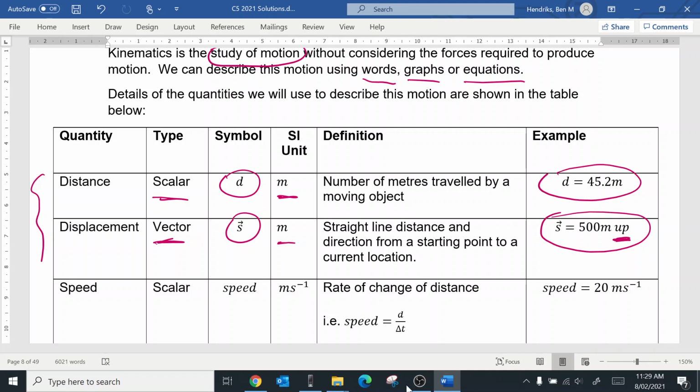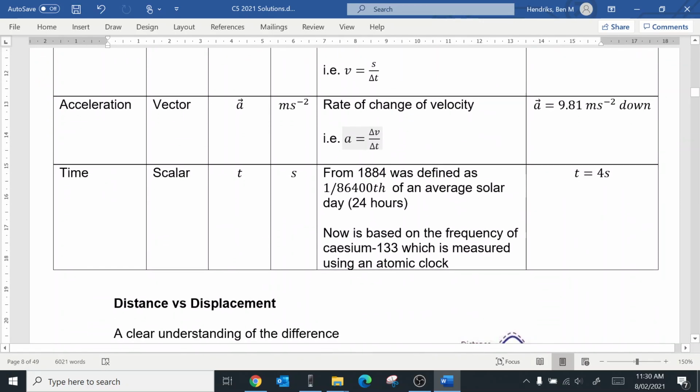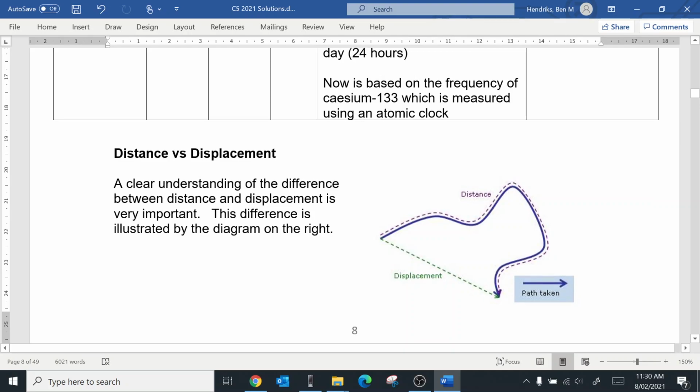We need a direction because distance is simply the number of meters travelled by a moving object, which we're used to. The displacement is the straight line distance and direction from a starting point to a current location. So that's the key difference there. And we have a nice little picture down the bottom here.